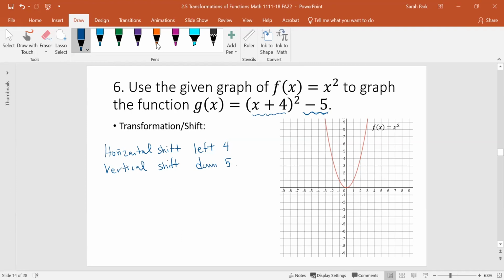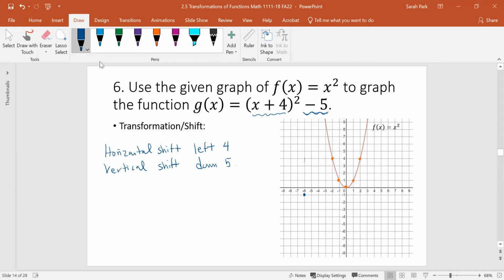Okay. Pick some nice points on the graph. So 0, 0 is a nice point. 1, 1, negative 1, 1. And then there's also 2, 4, and negative 2, 4. So we're going to take each of those points, make it go left 4, and then down 5. So we'll work with this first point here. Left 4, 1, 2, 3, 4, and down 5. Down 5 would be there.